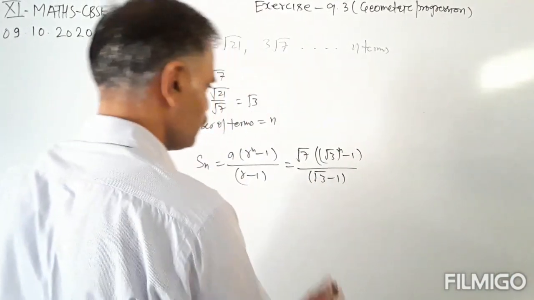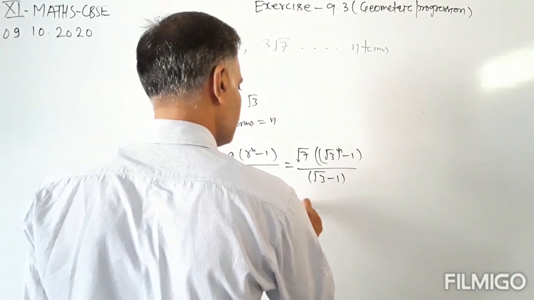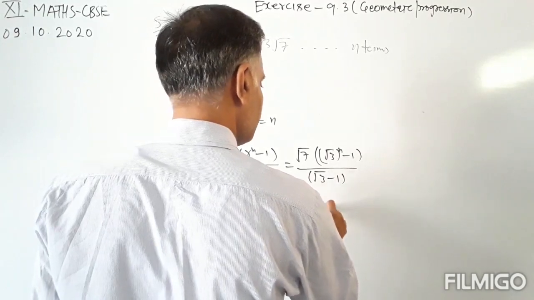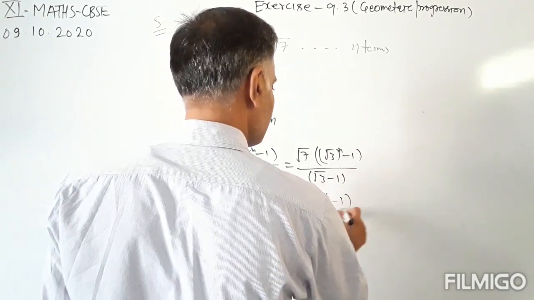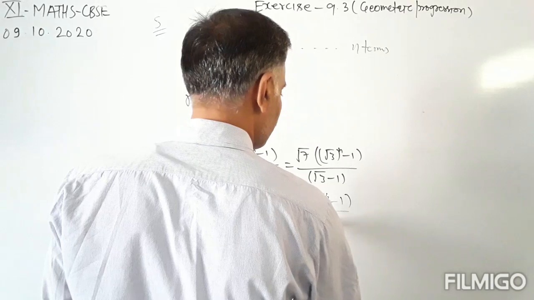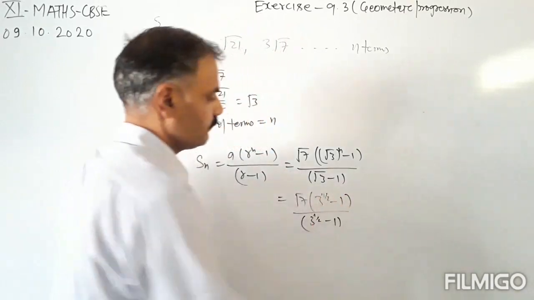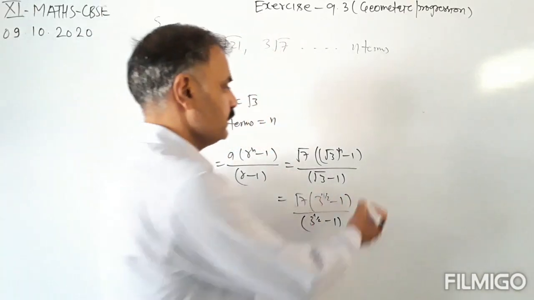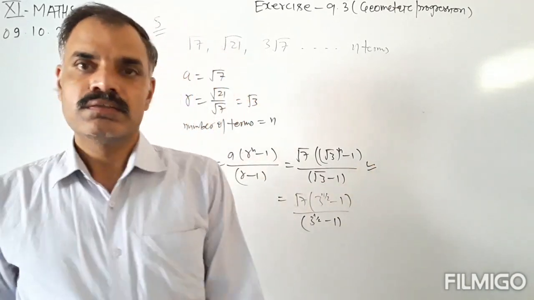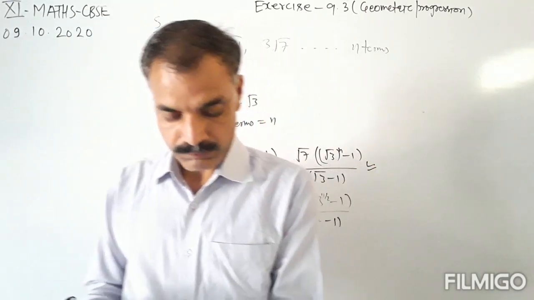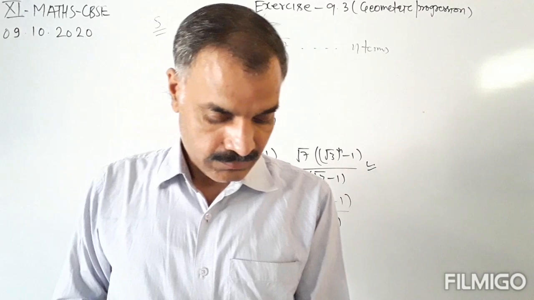This can also be written as under root 7 into 3 to the power n by 2 minus 1 upon 3 to the power 1 by 2 minus 1. This is the final answer. This one is also correct. So both are correct answers.